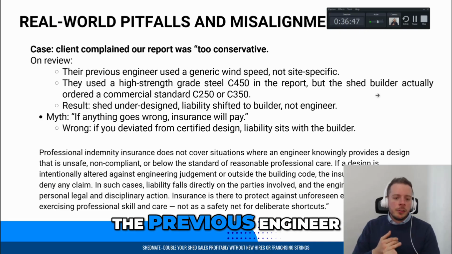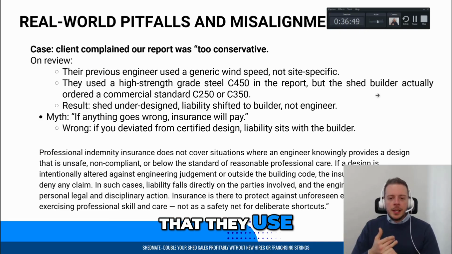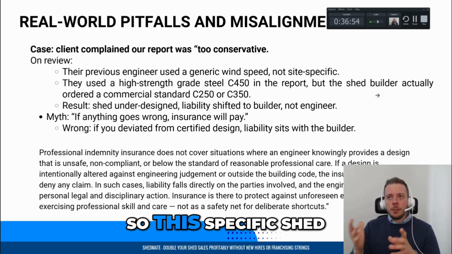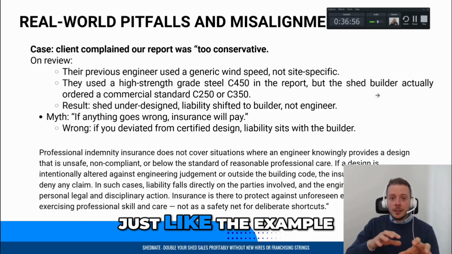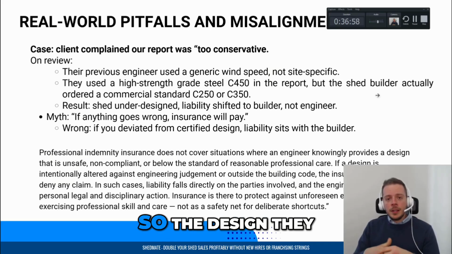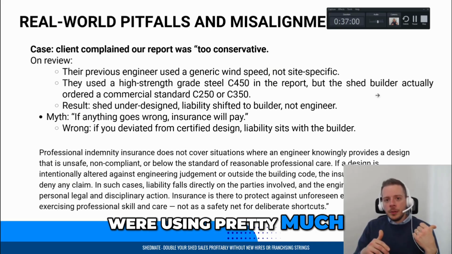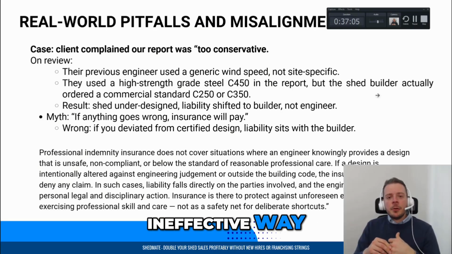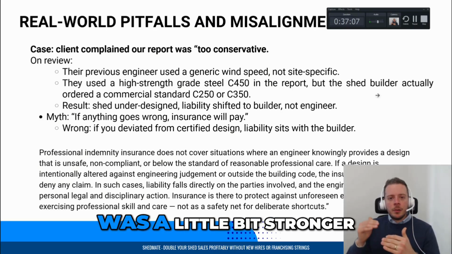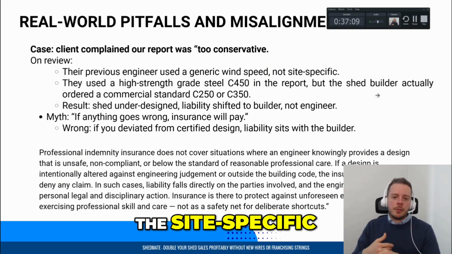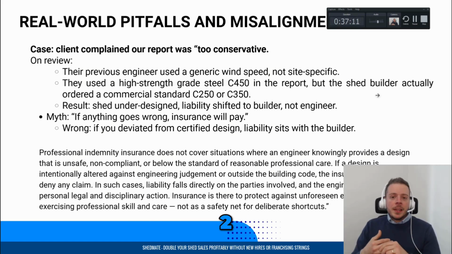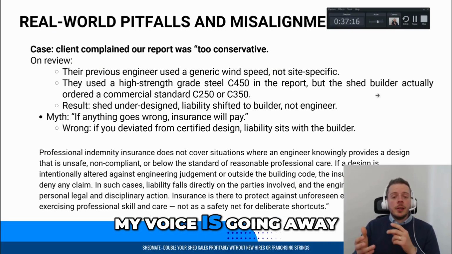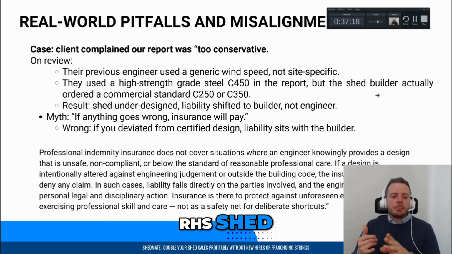One of them is that the previous engineer used a generic wind speed, not site specific. This specific shed was in front of the ocean, just like the example I showed you. So the design they were using pretty much wouldn't pass, or at least was not being done in an effective way. That was a reason why our design was a little bit stronger, because it was following the site-specific wind reports. Two, this was for a specific RHS shed.